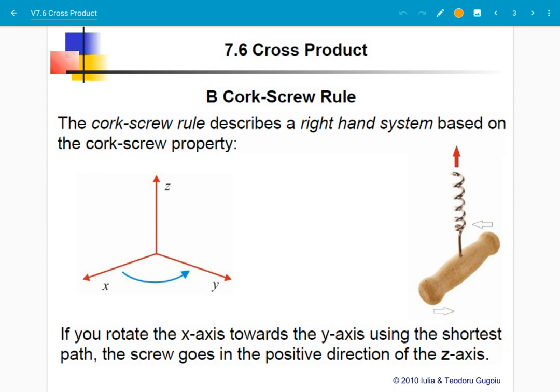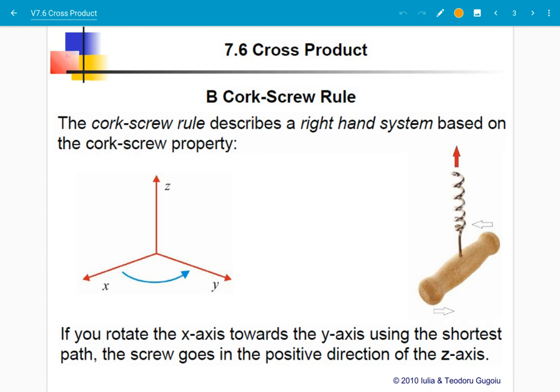This is the way I think of it. I put the fingers of my hand in the direction of X and fold them so that X moves towards Y, then my thumb will naturally be pointing in the direction of Z. So if you rotate the X-axis toward the Y-axis, I fold the fingers of my right hand in towards the palm of my hand. My fingers are in the direction of X and being folded towards the direction of Y, then my thumb points in the direction of Z.